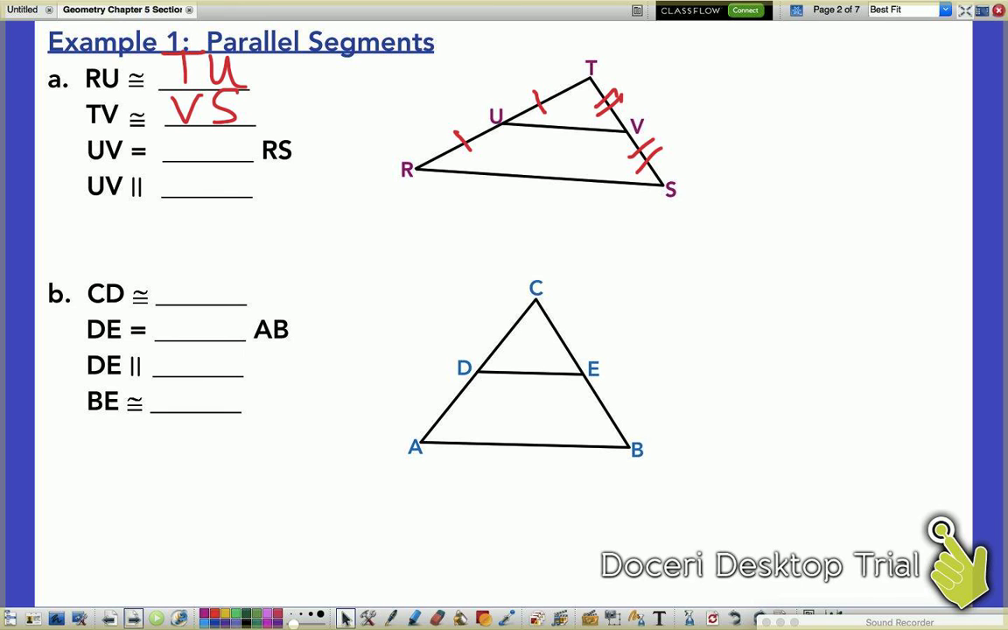Okay, UV, which again is my midsegment. What is that in relation to RS? Well, we learned earlier that it is half. So UV is half of RS. Okay, and it is also parallel to RS. Those are supposed to be triangles on there, but apparently my stylus doesn't draw the best triangles. So it's just going to have to be what it is.